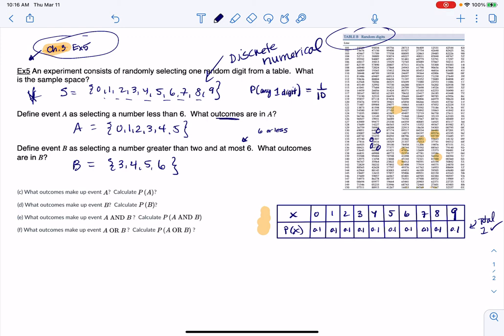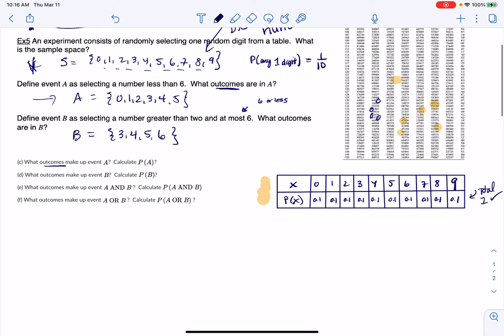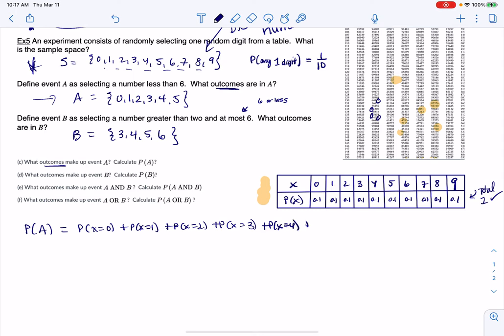All right, so then we actually did talk about what outcomes make up event A. And then calculate the probability of A. Well, if I want the probability of A, that's the probability of getting a 0 or a 1 or a 2, or a 3, let me keep going, or a 4, or a 5. And you don't have to write all of this out, but I don't want to skip steps just yet.